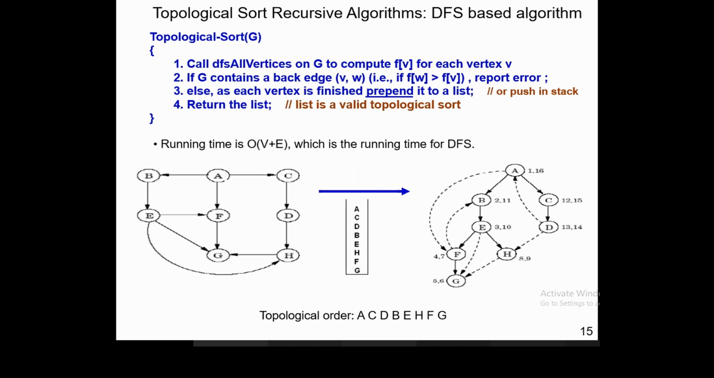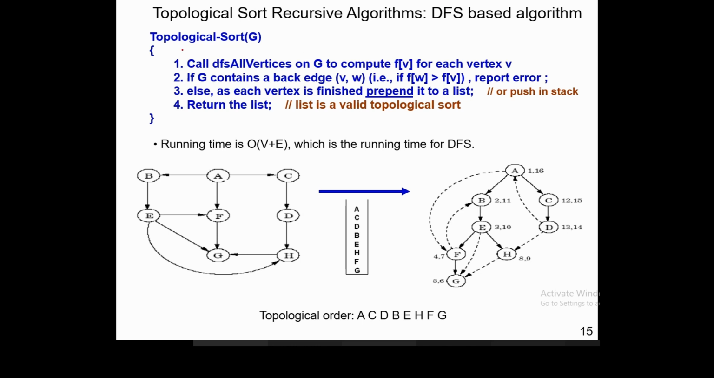For topological sorting, we have two types of algorithms. The first one is the recursive algorithm, which is based on DFS, the depth first search traversal, and the second one is a non-recursive or queue-based algorithm. If we talk about complexity, the complexity of both algorithms is the same, that is theta of V plus E.